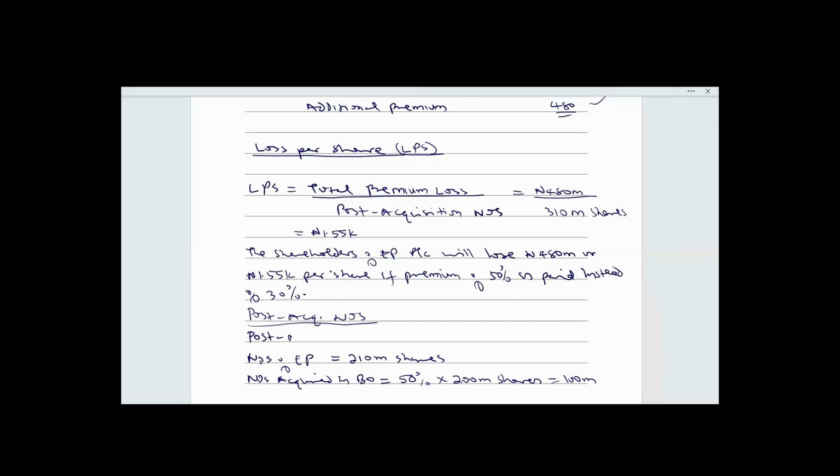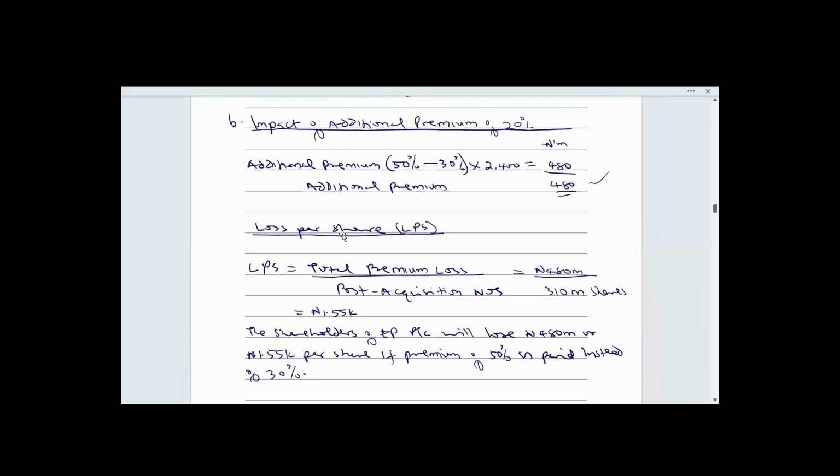So let me rewrite this one. Post-acquisition number of shares. Clean this one to give space. All right then. So this is what the examiner is asking in the B part. Then in the C part of the question, you have to estimate the additional funds required if a premium of 50% is paid instead of 30%, and discuss how this premium could be financed. You've already determined the additional funds required, which is 480 million.